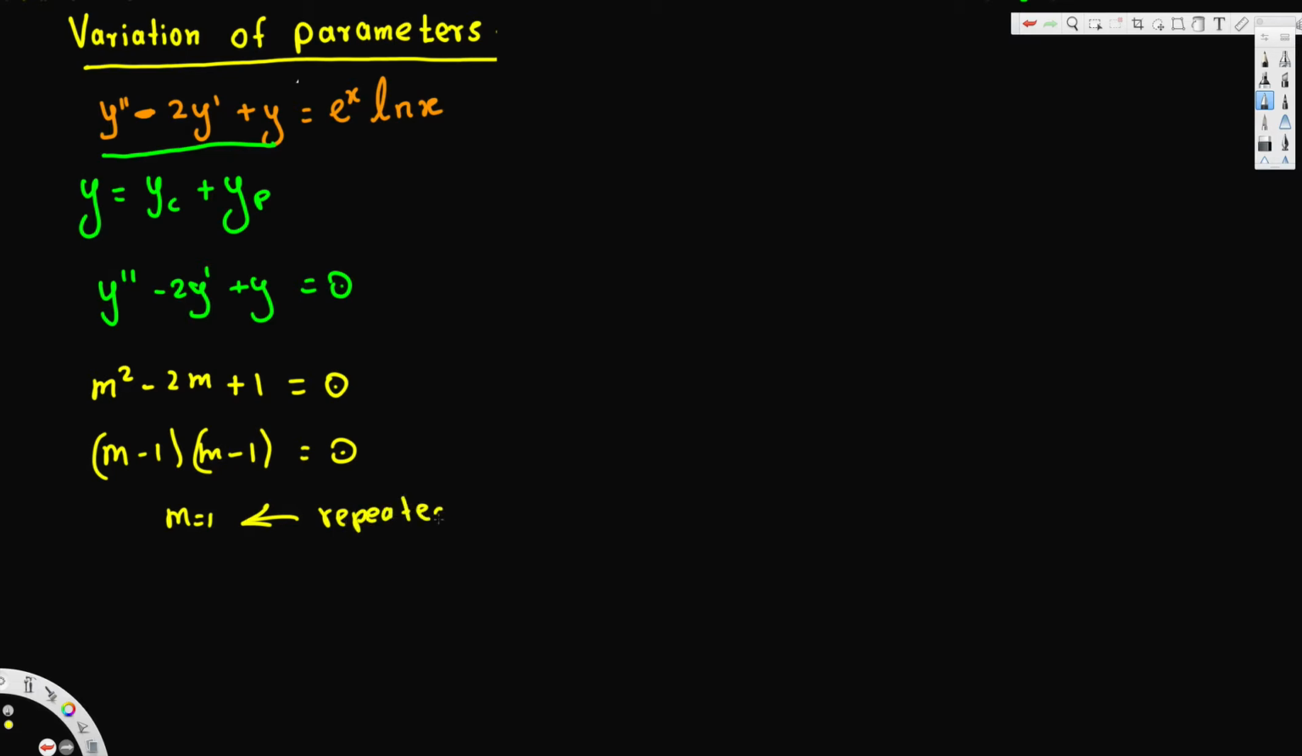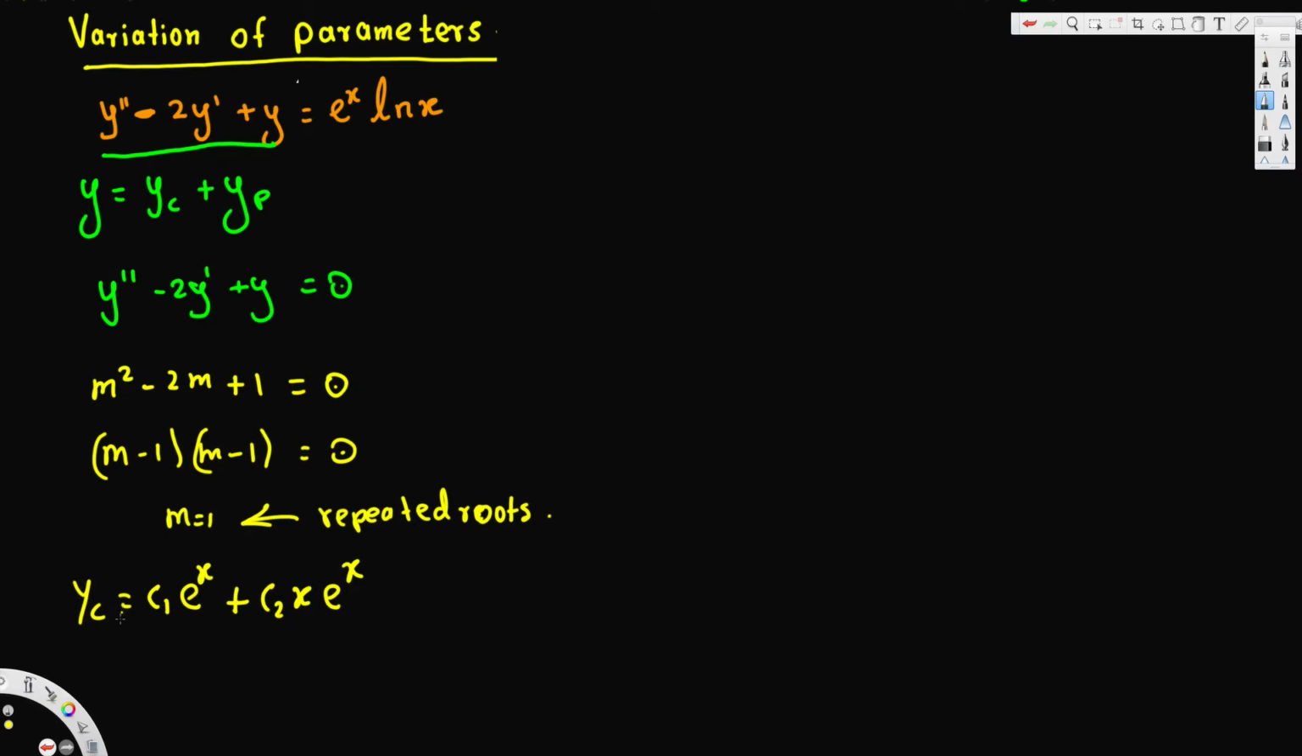Okay, repeated roots. So whenever we have repeated roots, the solution for the differential equation will be in this pattern. We will have c1, a constant, multiplied by e power, since this is 1, we have to multiply 1 times x. That's just x. And then if we have repeated real roots, we have to put x like this, x and e power x, because the second one is also 1, so 1 multiplied by x, that's e power x. Okay, now we have the complementary solution.